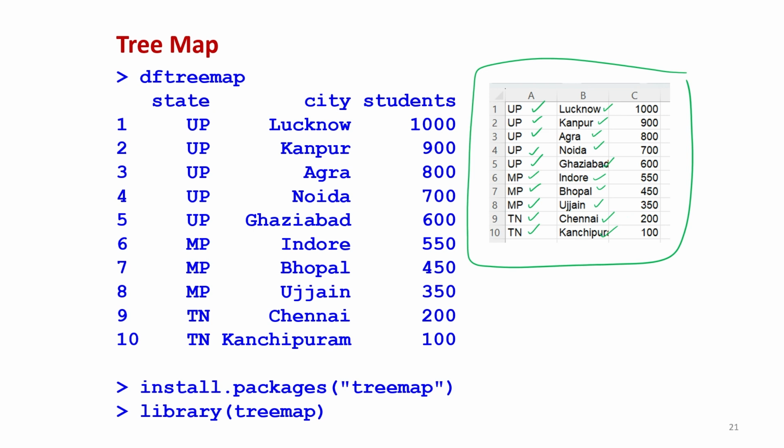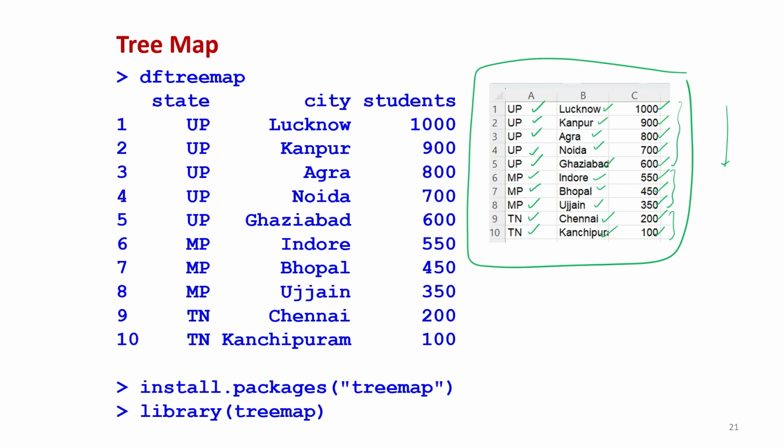And based on that, I am giving the values, or the number of students. These are hypothetical values. Lucknow has 1000, Kanpur has 900, Agra 800, Noida 700, Ghaziabad 600, then Indore 550, 450, 350, 200, 100. I have given these numbers intentionally so that they are decreasing. In UP all the numbers are separated by 100, in MP all the numbers are separated by 50, and in Tamil Nadu the two values are separated by 100 units. This will help me show you what exactly I want to retrieve from the tree map.